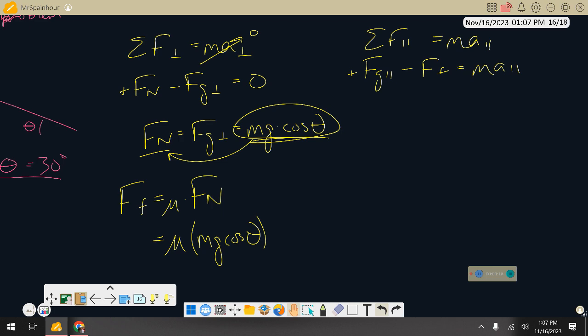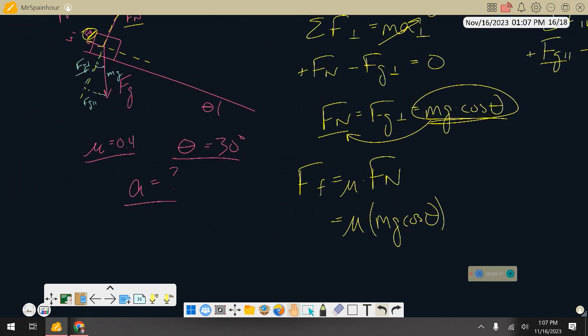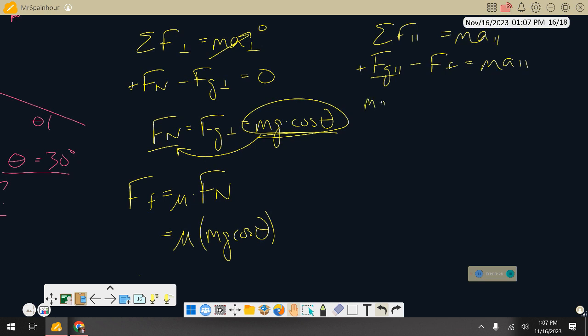And if you do this trig, you look over here, like we did a second ago, and we see that this is opposite of the angle here. So that's going to be mg sine of theta minus friction, which is this mess that we calculated here. And that's equal to mass times acceleration parallel. Or actually, we can get rid of that parallel part because it's all parallel, so that's all the acceleration.